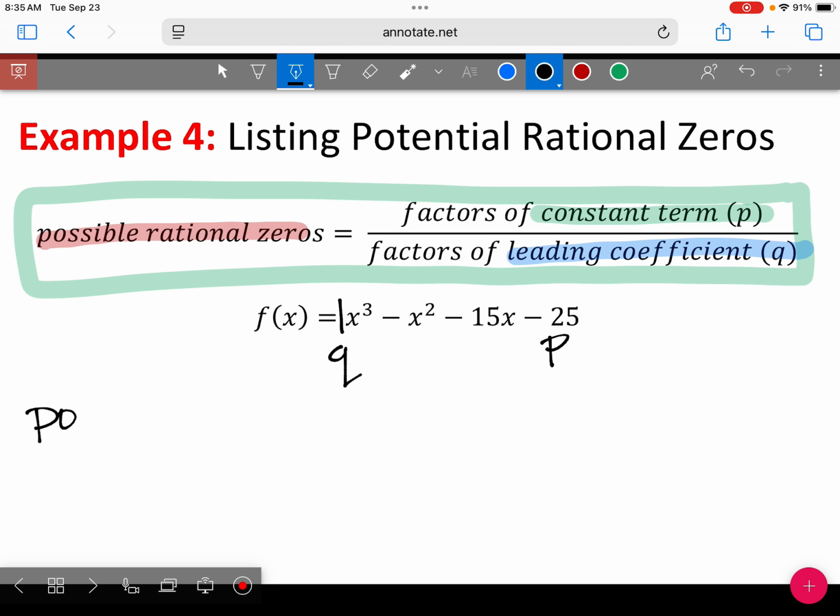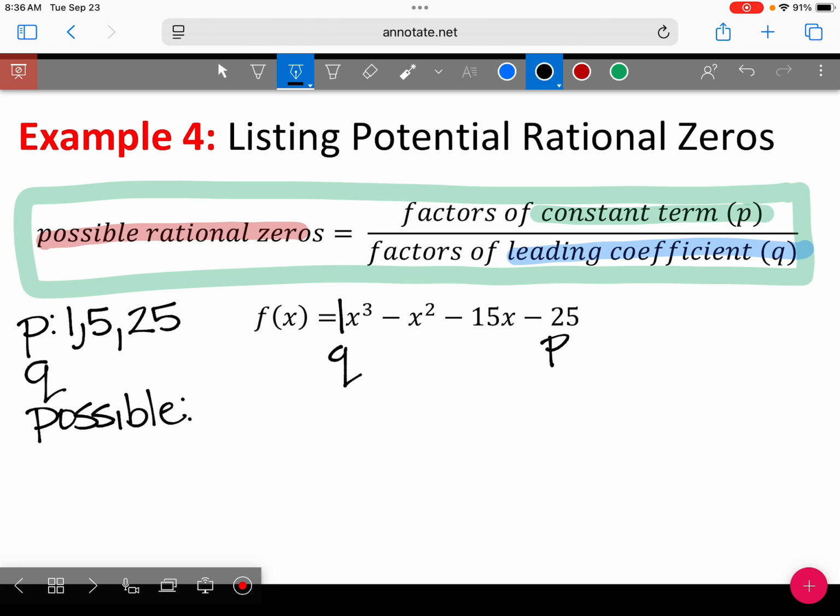So my possible zeros, these don't mean that they're the actual zeros, but they're the possible ones. All right, so what are the factors of 25? We always know 1, right? 1 is going to be one of our possibles for everything. What else? 5 and 25. So those are my only factors for 25.